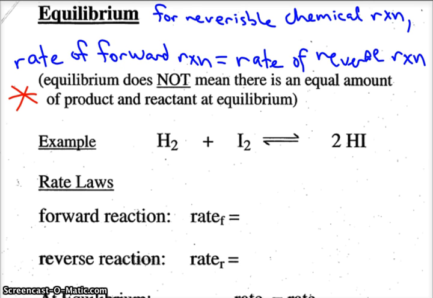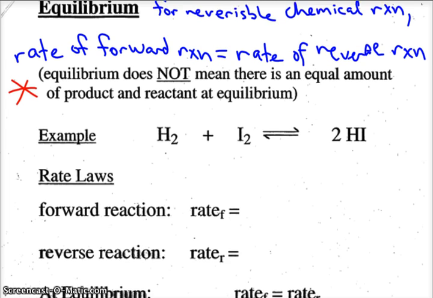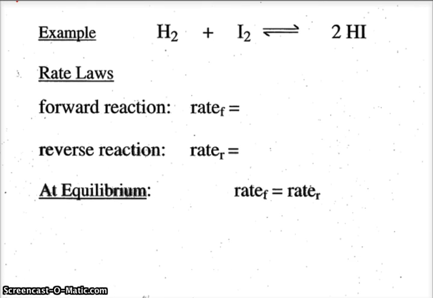So our example that we're going to look at here, we have 1 mole of hydrogen plus 1 mole of iodine going to 2 moles of hydrogen iodide. And we know we can write a rate law for this. From our double-headed arrow, our two harpoons, forward is of course going from left to right, and reverse is going back.